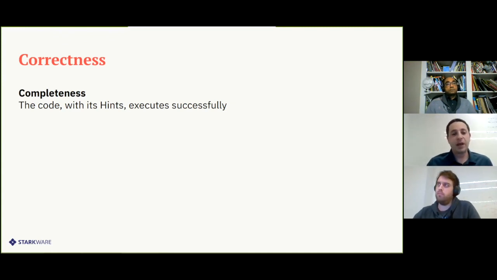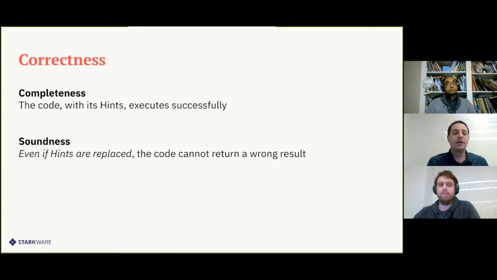And the second thing is called soundness, and it says that even if the hints are replaced, the code will still always, if it does not fail, so it's possible that the code will fail if the hints are replaced, but if it does not fail, then it will return the correct result.